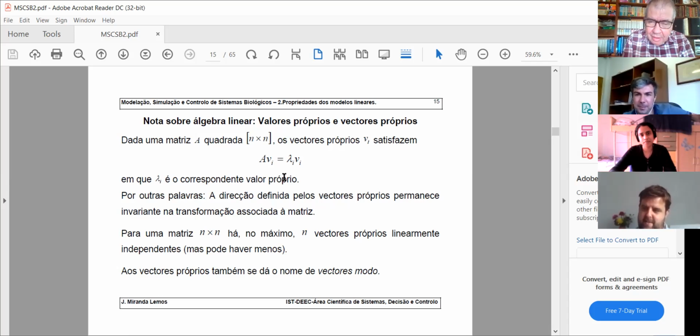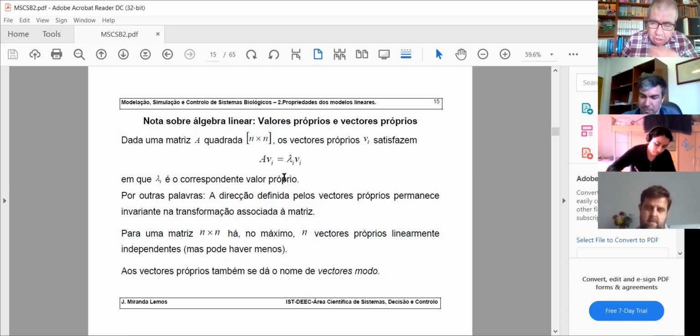Suppose that you multiply a vector by a matrix. What does it do? The matrix is a square matrix. So what does it do? It perhaps rotates the vector, and it stretches it or compresses it. So it's a scaling together with a rotation in general.